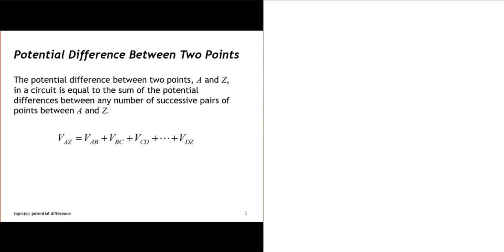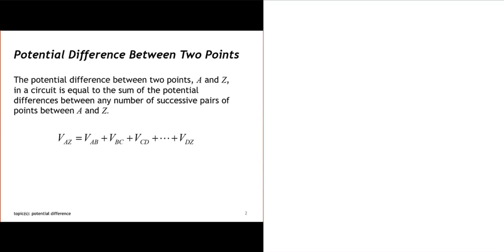The potential difference between 2 points, A and Z, in a circuit is equal to the sum of the potential differences between any number of successive pairs of points between A and Z. And so this notation that I'm using to represent a potential difference uses V as the variable for potential, and we have two subscripts. Each subscript refers to a point in our circuit.